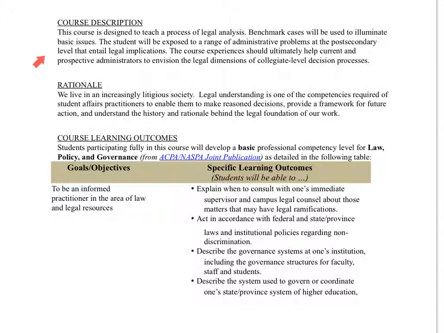All right, just like in most syllabi, you're going to have a couple of common features. One of them is the course description, which you all probably read in the course catalog. This course does cover all of the legal issues that might come to be part of your everyday experience when you are working in the field of student affairs.